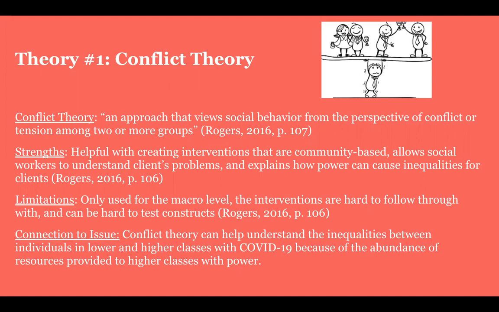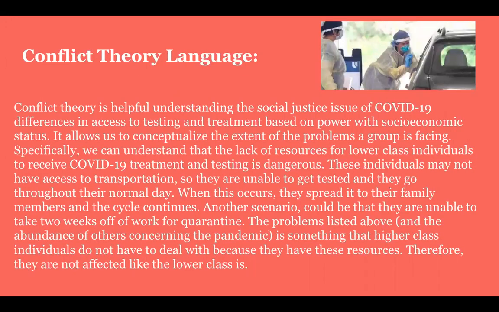Connection to the issue. Conflict theory can help understand the inequalities between individuals in lower and higher classes with COVID-19 because of the abundance of resources provided to higher classes of power. Conflict theory language. Conflict theory is helpful in understanding the social justice issue of COVID-19 differences in access to testing and treatment based on power with socioeconomic status. It allows us to conceptualize the extent of the problems a group is facing.